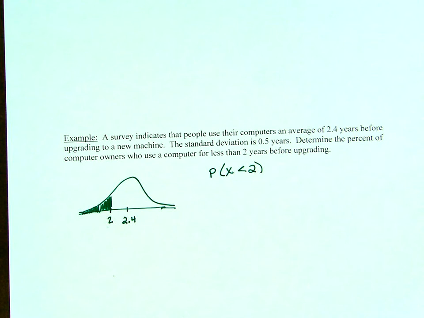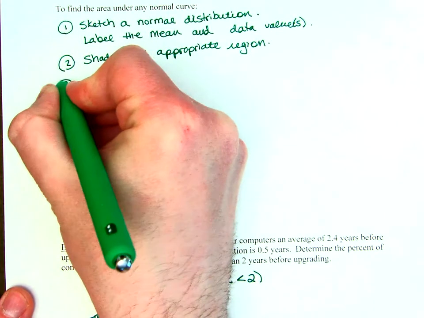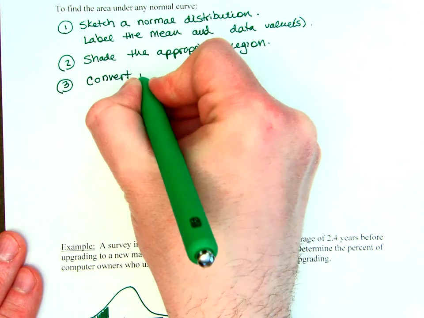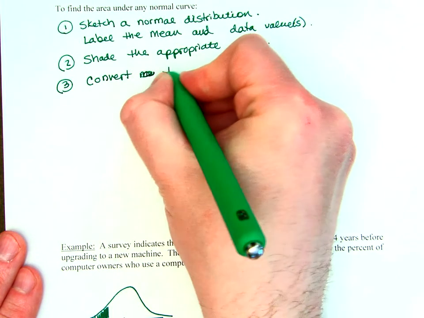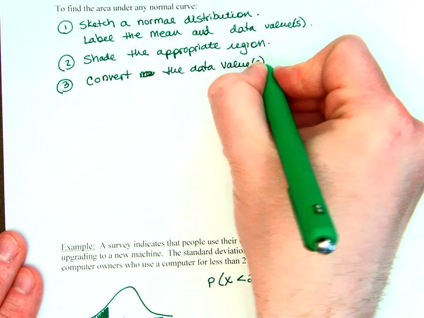Well, what I now need to do is convert my numbers in this problem into z-scores, because z-scores tell us how many standard deviations away from the mean we are. And the important thing is that the standard normal table that we had can then be used to figure out a particular percent of data. I'm going to go back to our steps. I'm going to write this down before I actually do it. Step number 3, I'm going to convert the data values to z-scores.